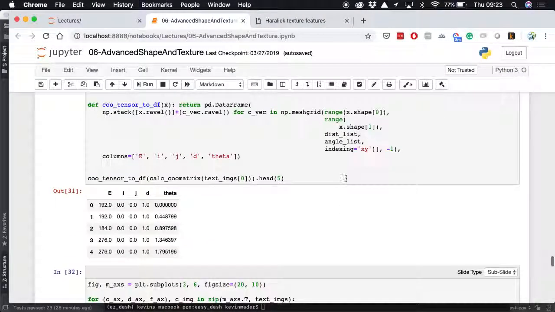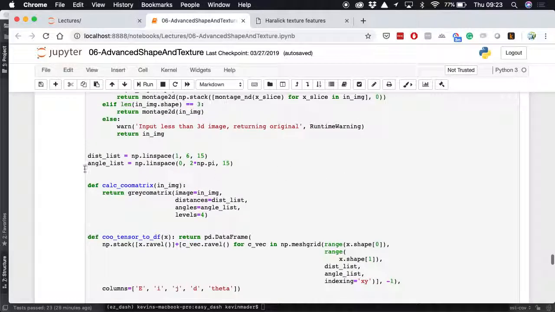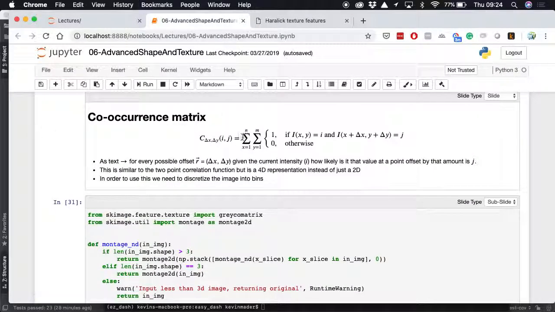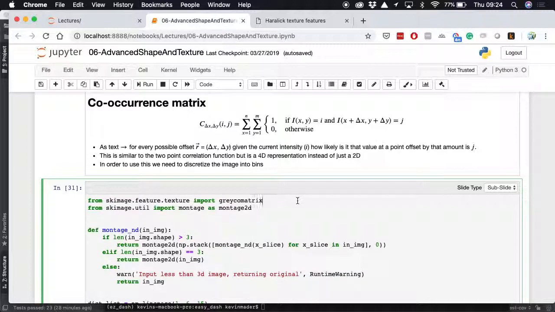And so this is a bit messy to do. It's obviously very computationally expensive because you have to go for every point in your image, and then for every possible set of distances, and then for every possible set of intensity values. And so your search space becomes quite big in order to calculate this. And so there's tools that do this for us. And so here we have this function from scikit-image called gray co-matrix, which simply calculates this for us.